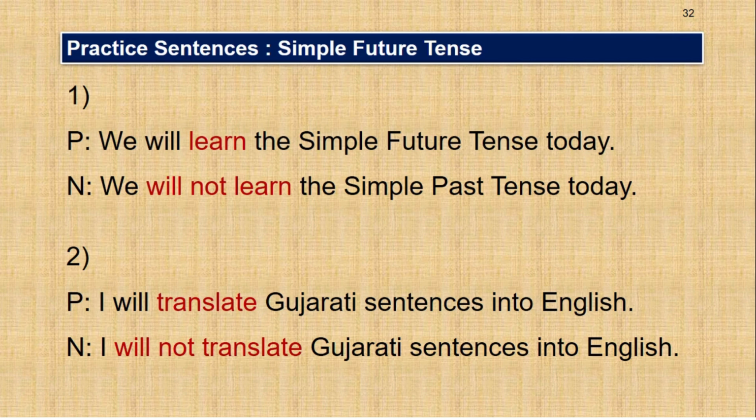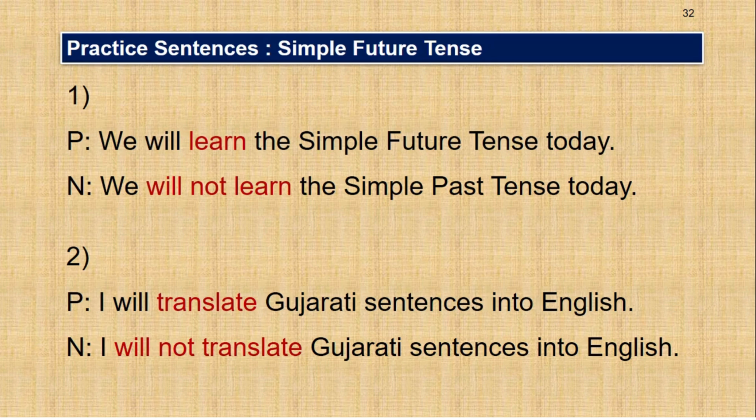And also, if I talk about simple future tense, it is much easier than the earlier tenses of simple present and simple past tense, because here the simple form of the verb is used in both positive and negative sentences, and we just need to write "not" to make it negative. So there is not much to do in simple future tense. It is the easiest tense ever, and it is also used much, same as simple present and simple past. The second sentence is: I will translate Gujarati sentences into English.